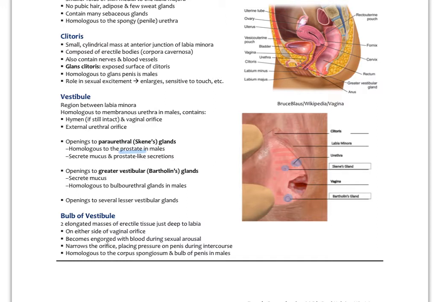So it's interesting how the different structures like the prostate have similar roles and functions in terms of their secretions in male and female physiology, but they have quite different anatomical expressions.